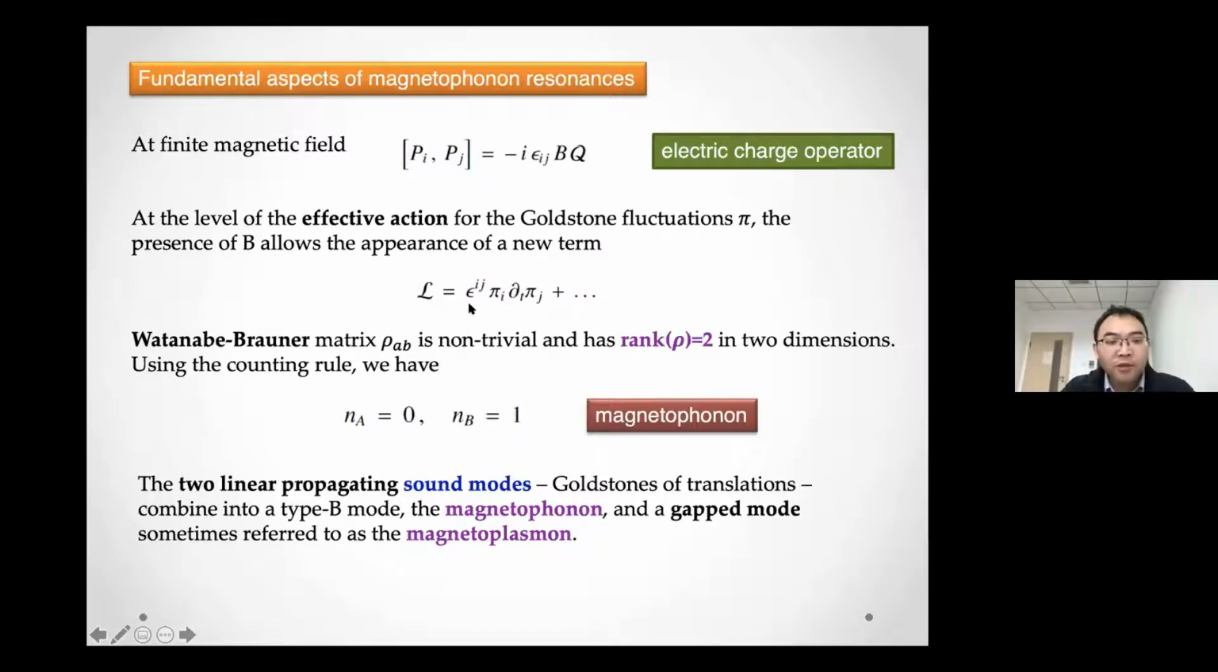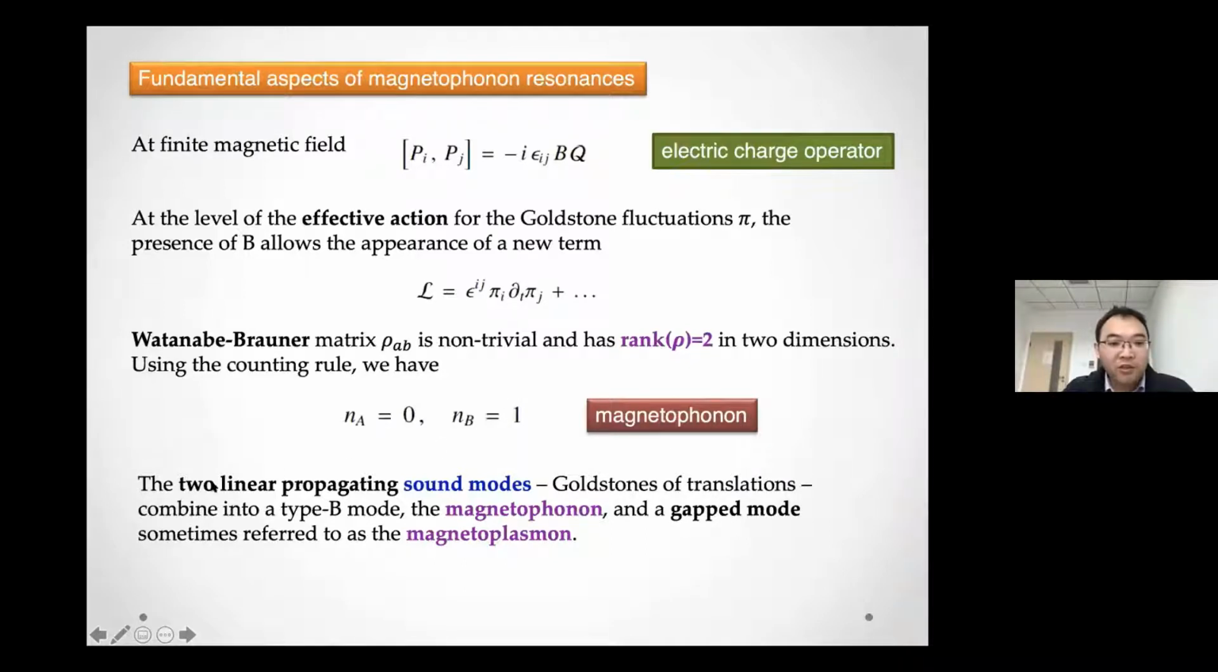So according to our introduction before, the Watanabe-Brauner matrix ρ_IB is given by this Xij. It's non-trivial. So in 2 dimensions, its rank equals 2. So using the counting rule we just introduced, we have Na equals 0 and Nb equals 1. This is nothing but the magnetophonon.